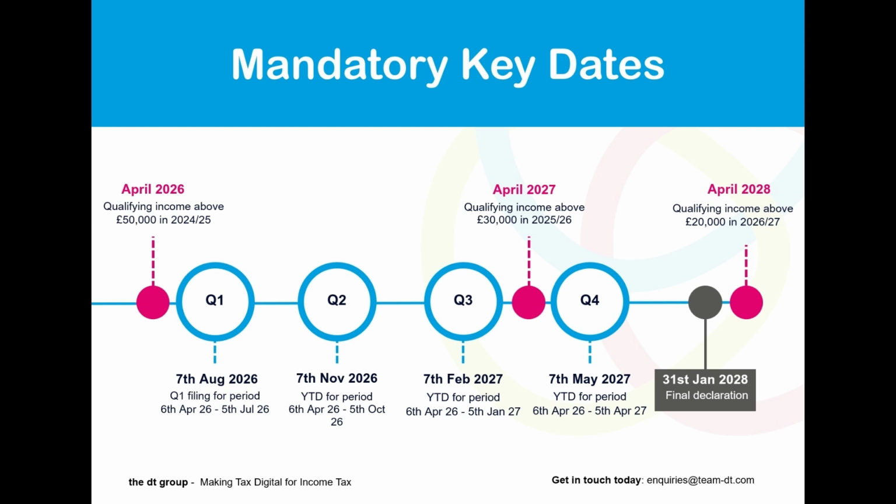Quarter three is again year-to-date, 6th of April to the 5th of January, submit by 7th of February. And finally, quarter four is the 6th of April to the 5th of April, so that's the full tax year. And you need to submit this by 7th of May 2027. Your final declaration replaces the current self-assessment, and therefore this is due to be submitted by the 31st of January 2028.